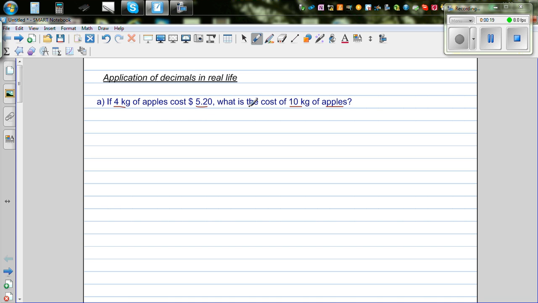So whenever you have a question like this, it's always good to make two columns. So let me make a column for kgs. First, I'll do it without a calculator, and then I'll show you how to do it with a calculator and dollars. Okay, so what's the information that we have? For 4 kgs, it is $5.20. The cost for 4 kgs is $5.20. And we want to find for 10 kgs, how much? Okay, so 10 kgs, how much is your question?